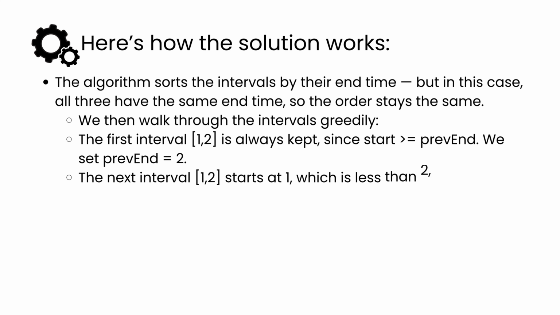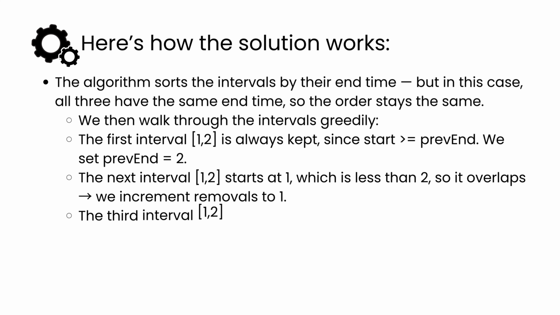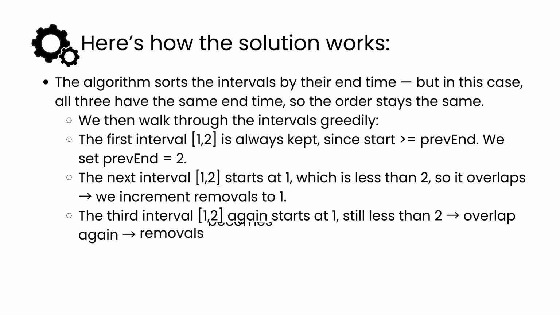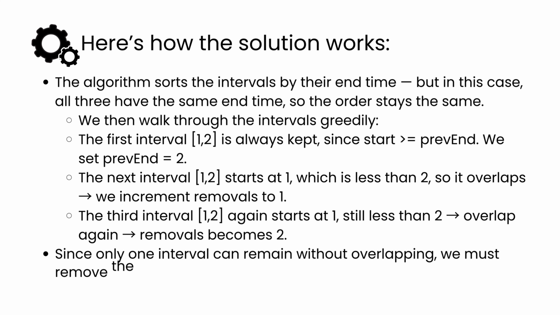We then walk through the intervals greedily. The first interval, [1,2], is always kept, since start is greater than or equal to prev_end. We set prev_end equals 2. The next interval, [1,2], starts at 1, which is less than 2, so it overlaps. We increment removals to 1. The third interval, [1,2], again starts at 1, still less than 2, overlap again. Removals becomes 2. Since only one interval can remain without overlapping, we must remove the other 2.